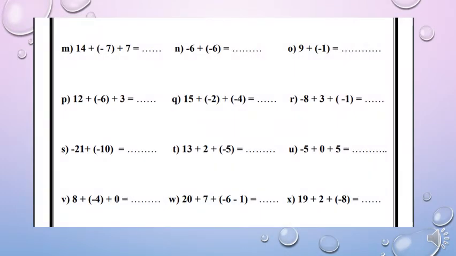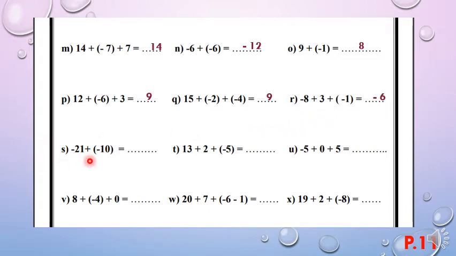We start on page 11, letter M. 14 plus negative 7 plus 7 equals 14. And negative 6 plus negative 6 equals negative 12. 9 plus negative 1 equals 8. 12 plus negative 6 plus 3 equals 9. 15 plus negative 2 plus negative 4 equals 9. Negative 8 plus 3 plus negative 1 equals negative 6.